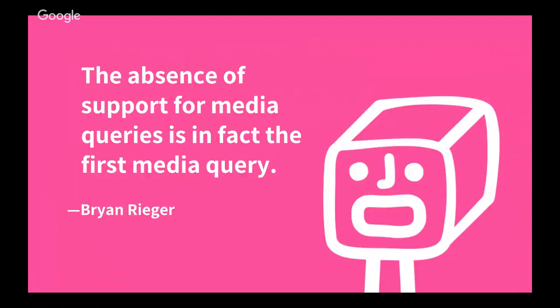The absence of support for media queries is, in fact, the first media query. That's a quote from Brian Rieger's landmark Rethinking the Mobile Web talk. So what you want here are sensible defaults to accommodate the unknown. You want larger type and comfortable line height to accommodate concerns such as farsightedness and dyslexia. You want good affordances for interactive areas for motor control issues, and a clear hierarchy of content and chunking of information for cognitive concerns such as reading level.